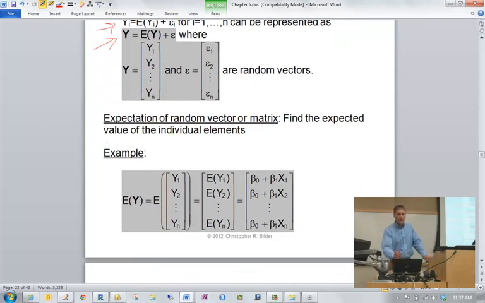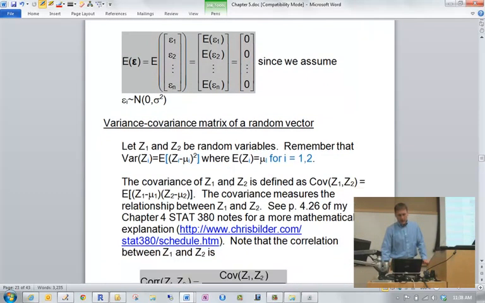If I want to find then the expected value of a random vector or matrix, all I need to do is distribute the expected value into every single element. So for example, the expected value of y is just an expected value of y1, expected value of y2, down to expected value of yn. Expected value of epsilon follows a very similar form.